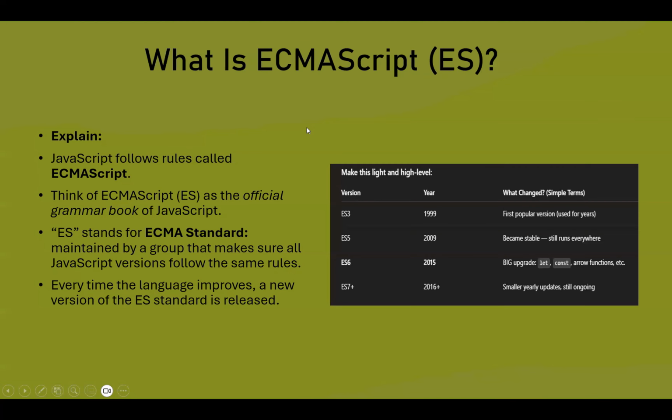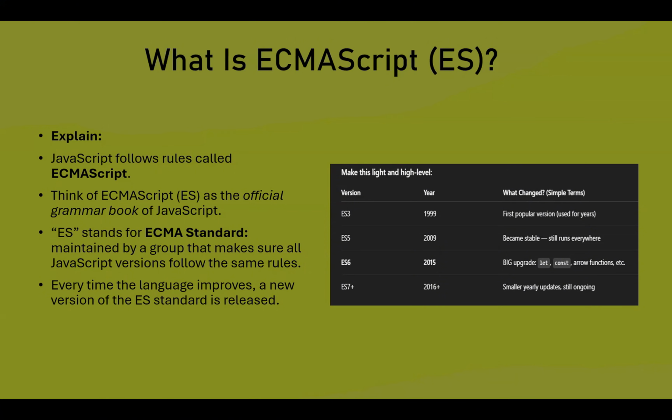So now, what is ECMAScript, ES? JavaScript follows certain rules called ECMAScript. You can tell from the name that it's a scripting language. It's literally used for writing things like scripts, and we'll see what that is in action soon. But it follows certain rules called ECMAScript. Think of ECMAScript as the official grammar book of JavaScript. It has to follow the rules in the grammar book.